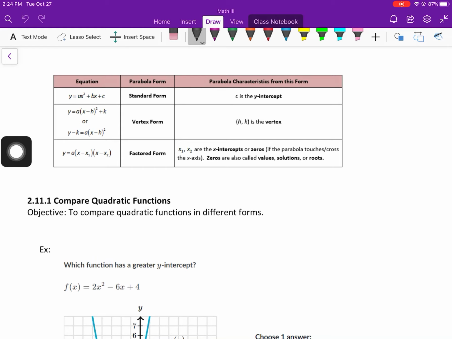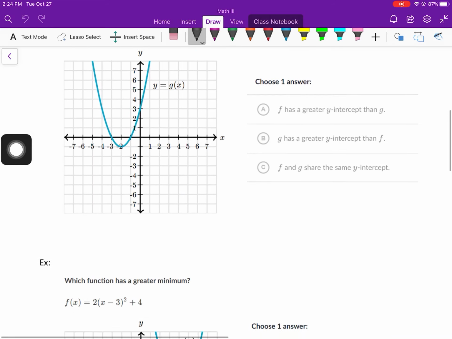Remember, it shifts to left or right depending upon if it's positive or negative, up or down. And then last, factored form is good for the x-intercepts. And don't forget vertex form, it's the opposite on the inside. So if it's a minus, it goes to the right. If it's a positive, it goes to the left. But on the outside, if it's a positive, it goes up, minus goes down. So don't forget that.